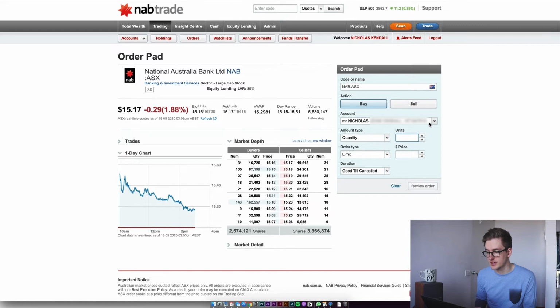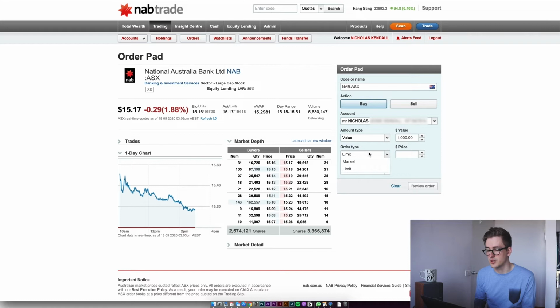and then simply select the account that you want to use to buy the shares. And then here at the amount type, you can either go quantity or value. Quantity means you're buying a set number of shares, so you could buy 15 shares, for example. If you wanted to go based on value, say you've got a set amount of money that you want to spend, maybe $1,000, you could put $1,000 into the value, and that's how much you'll end up buying.